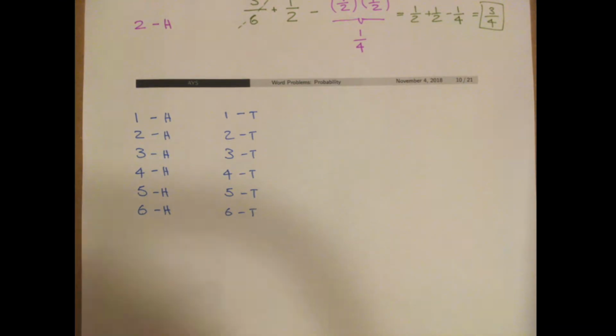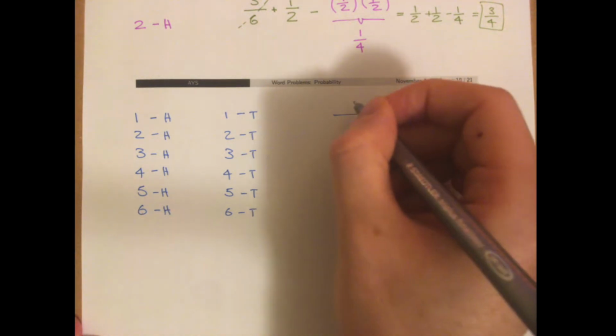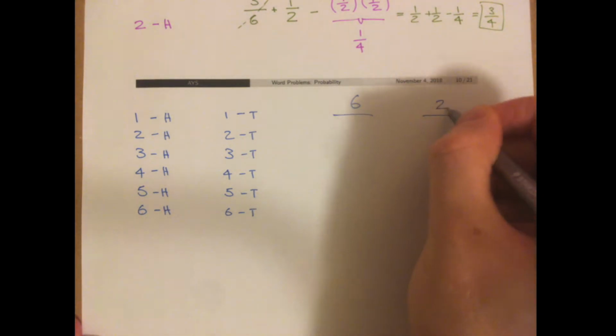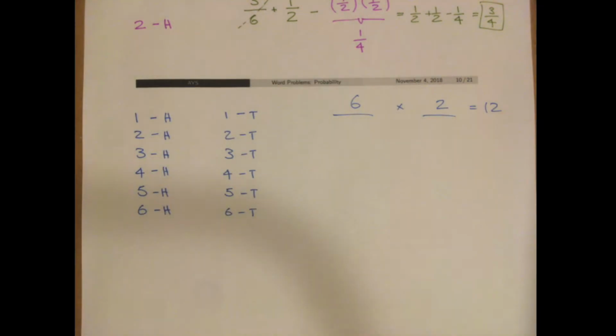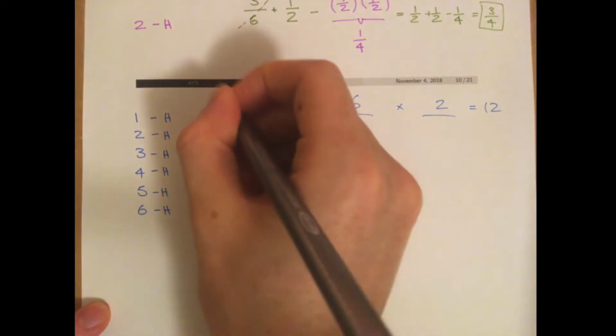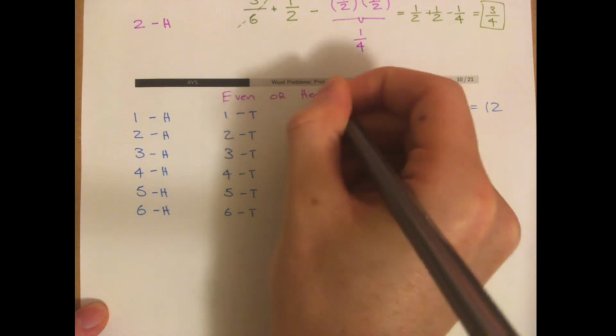And we could also do this using combinatorics. How many outcomes do you have for the dice? You have 6. How many outcomes do you have for the coin? 2. 6 times 2 equals 12. If you count these up, they indeed add up to 12. Now the question is saying, I'll write it here on the top, even or heads.